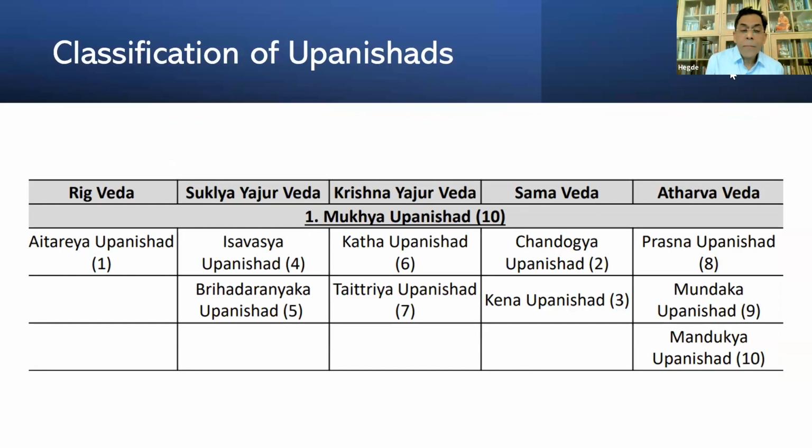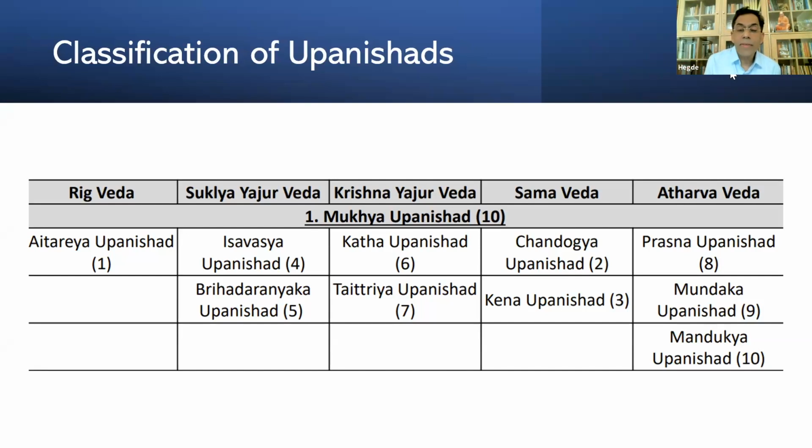The Yajur Veda has two schools. One is called Shukla, or the white school. The other is called the Krishna Yajur Veda, or the dark school. The Rig Veda is the largest among all the Vedas, but there is only one major Upanishad, the Aitareya Upanishad. Shukla Yajur Veda has two Upanishads. One is called the Ishavasya Upanishad, small, 18 verses. And the Brihadaranyaka Upanishad is considered an elaboration of the Ishavasya Upanishad. Then from the dark school, the Krishna Yajur Veda, you have the Kathopanishad and the Taittiriya Upanishad.